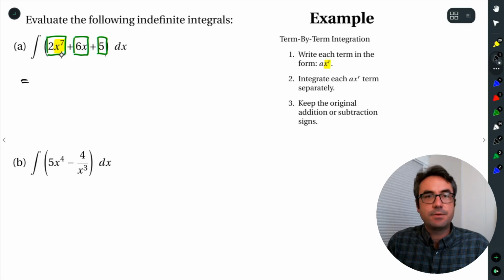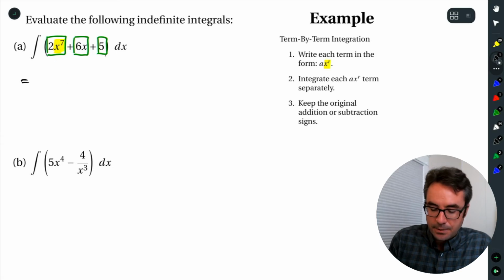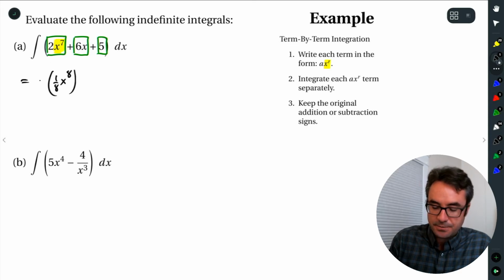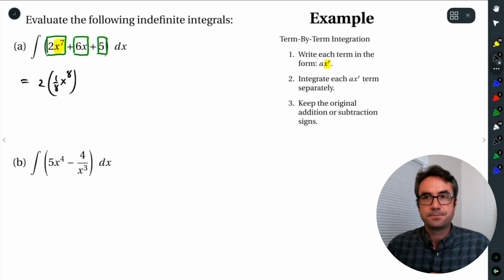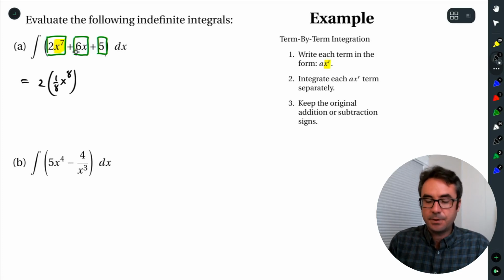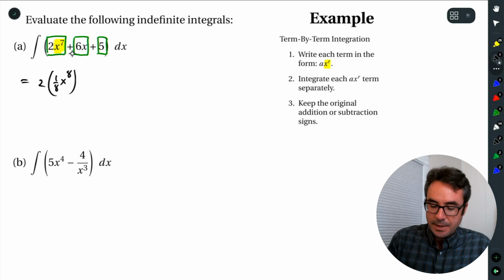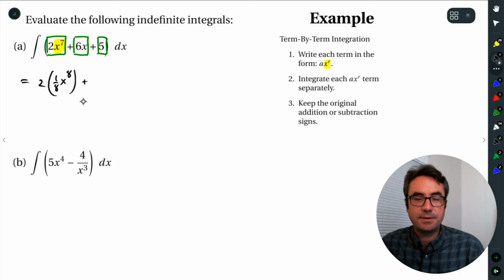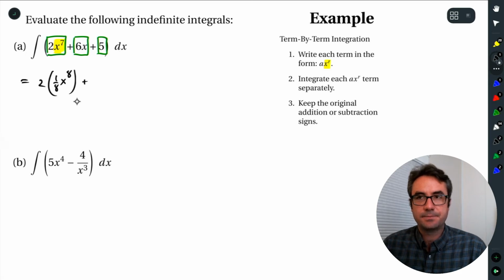So x to the 7, what's the antiderivative? Well, it's going to be x raised to the power 8. Take that new exponent 8, flip it, put it in front. And then that 2 is a constant multiple, so it just stays in front. All right, so there we go. We have our antiderivative for this first term. Then we go on to the second term. And we have a plus sign in between, so we're going to have a plus sign in our antiderivative.